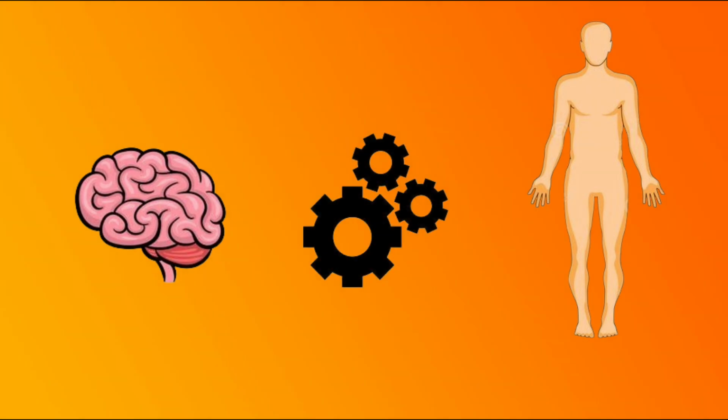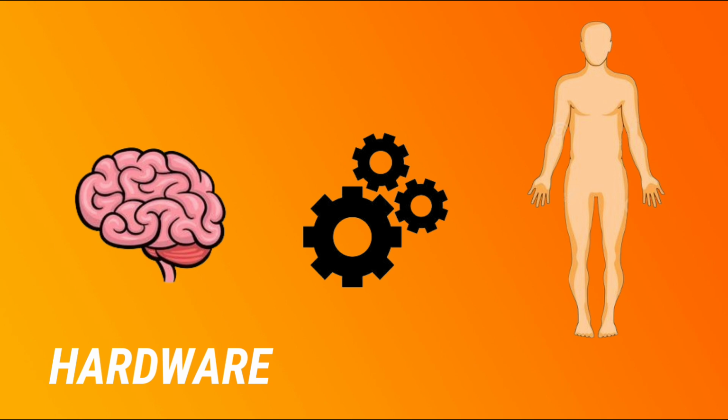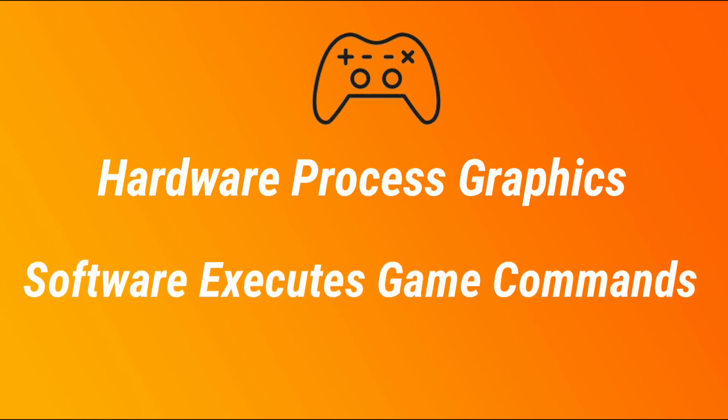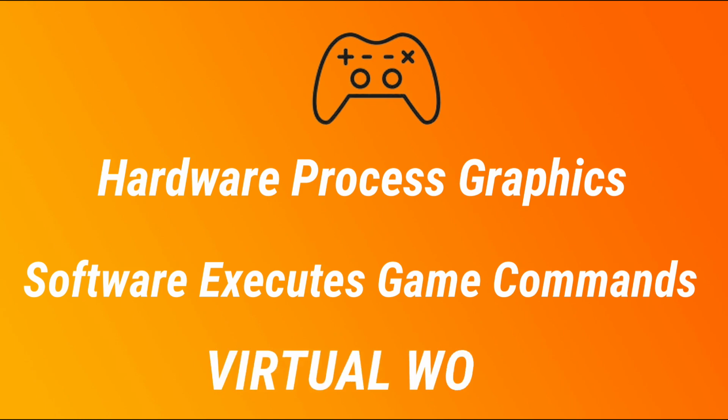So, the brain is your hardware, which processes and stores information, while the software, which is your body, carries out instructions. For example, जब आप वीडियो गेम खेलते हो तब जो हार्डवेयर होता है वो ग्राफिक्स को प्रोसेस करता है और जो सॉफ्टवेयर होता है वो गेम के कमांड्स को एग्जीक्यूट करता है, which allows you to interact with the virtual world.